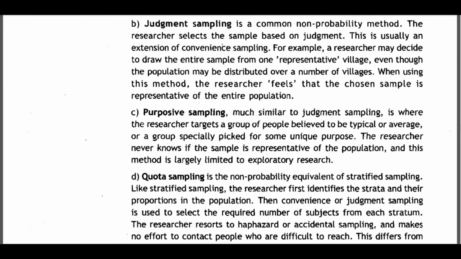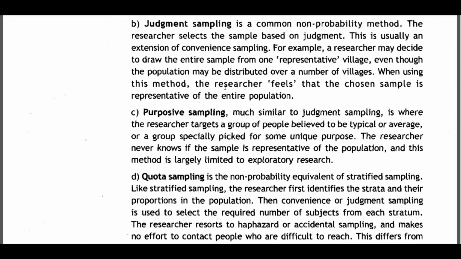Judgment sampling is a common non-probability method. The researcher selects the sample based on judgment. This is used as an extension of convenience sampling. For example, a researcher may decide to draw the entire sample from one representative village, even though the population may be distributed over a number of villages.